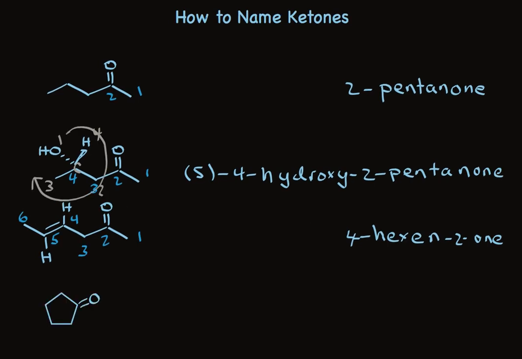Here's another one. Unlike aldehydes, ketones can be in a ring. They're very easy to name. You simply name the size of the ring and call it one, cyclopentane, and then change the E to tell us it's a ketone. Because it's a ring, by definition, carbon 1 is where the carbonyl is, so you don't use a number. This is cyclopentanone.